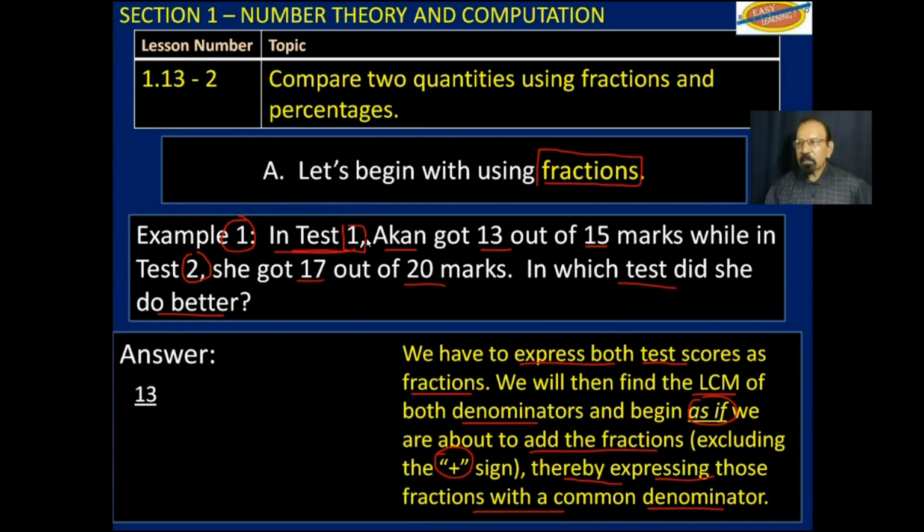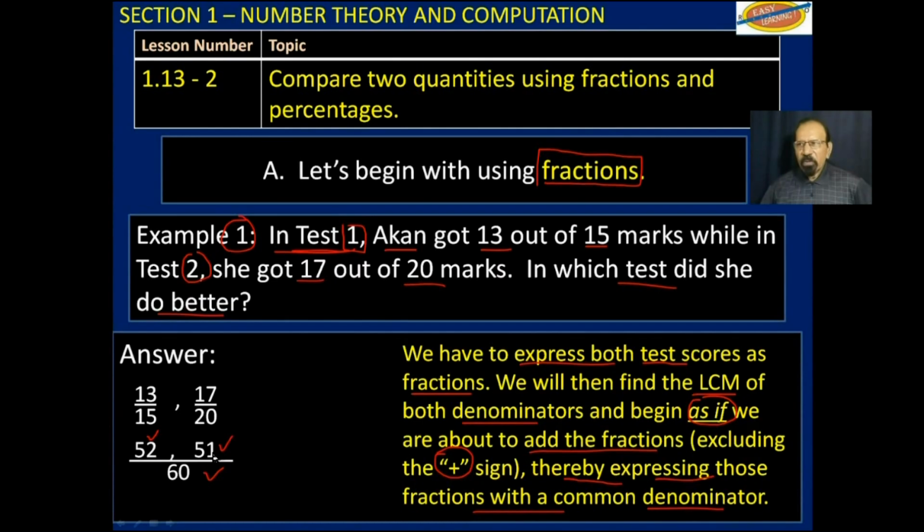In test 1, it is 13 out of 15. No problem with that. And in test 2, it is 17 out of 20. So far, so good. We will treat those 2 fractions as if we are going to add them, but we will leave out the addition sign. So we put a line down here and we write the LCM down here, 15 and 20. The LCM is 60. So you know how this goes. 15 into 60, 4 times 13 is 52. And then 20 into 60, 3 times 17 is 51.